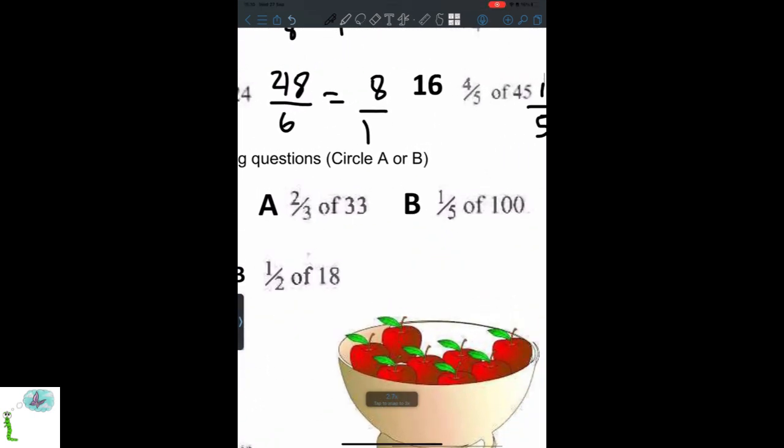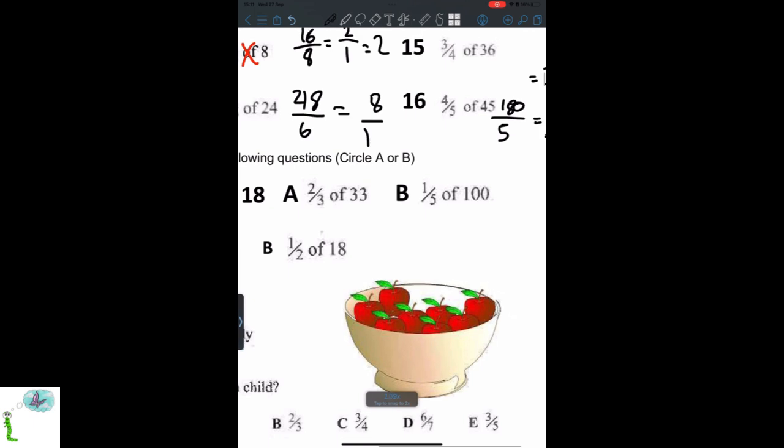Because when you simplify it, it'll be 8 over 1. Right here, most people will be able to see this already. What goes into 33 3 times? 11. So that means 1 over 3 is 11. So what's 2 over 3? It's going to be 22, right?